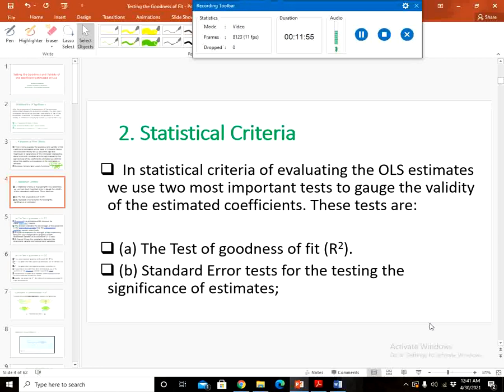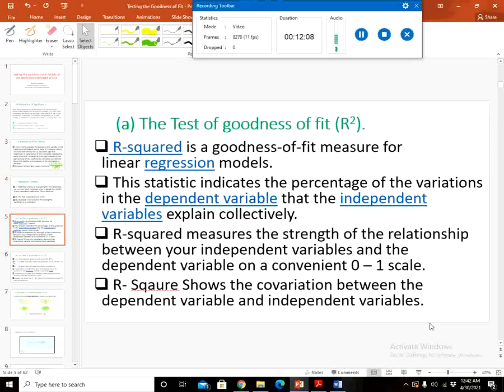Now what is R square, through which we will test the goodness of fit of the estimated model? Basically, if we define R square, it shows the percentage of total variation that is explained by the model. It means the total variation that comes in Y, and what proportion of that variation is explained by all the independent variables of the model.